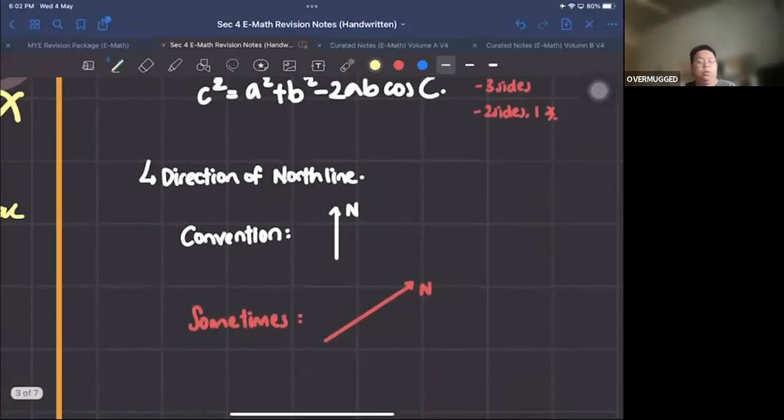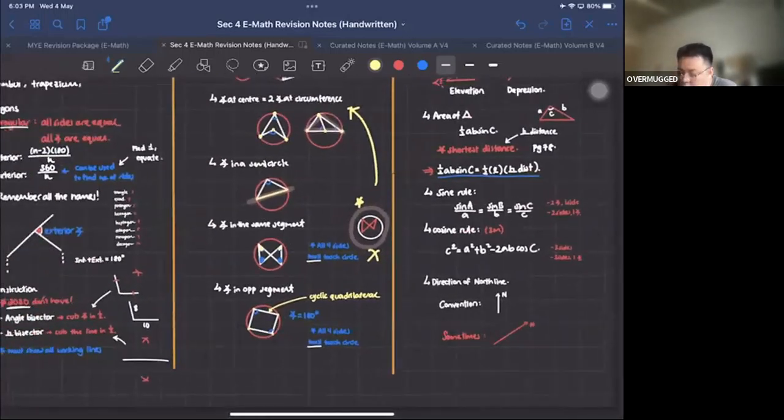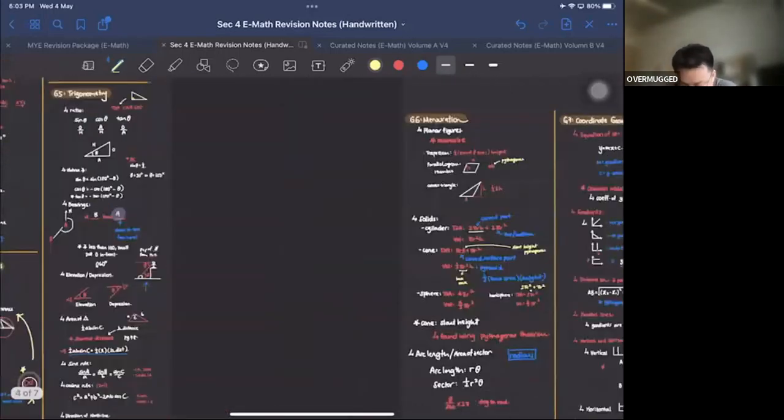Direction of the north line, this is important. By convention, we always assume the north to be pointing towards the top of the paper, but sometimes your north can be pointing somewhere else. Please follow, don't be stubborn. If you see that the north is pointing somewhere else, please follow it. For me personally, if I have these kinds of questions, I would tilt the paper such that my north is facing upwards so that I don't get confused. Okay, and we're done. 3 more chapters? Oh, I have time. Okay, don't need to rush.